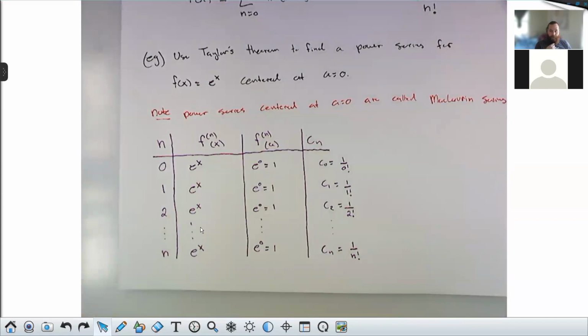That's it. This is all the work. You can imagine how if your function is something more complicated, taking derivative after derivative after derivative here can get quite messy. So in general, coming up with this bottom row is not easy. But for this function, it is, because e to the x is always e to the x when you differentiate it.